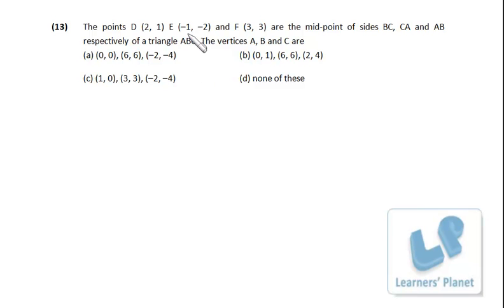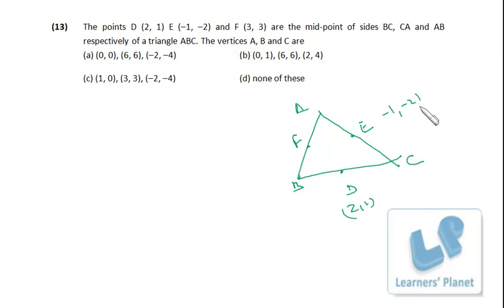Okay, 2, 1, minus 1, minus 2. D, E, F are midpoints of sides BC, CA and AB respectively of a triangle ABC. The vertices A, B, C are... I draw a triangle, that's A, B, C, then this is D, this is E, and this is F. Then D is 2, 1, this is minus 1, minus 2, and this is 3, 3. Okay, so see, F is the midpoint of A and B. That means the sum of the x coordinates of A and B divided by 2 should be 3.